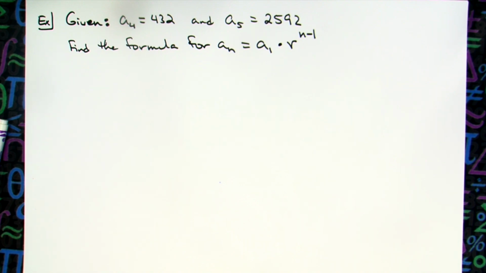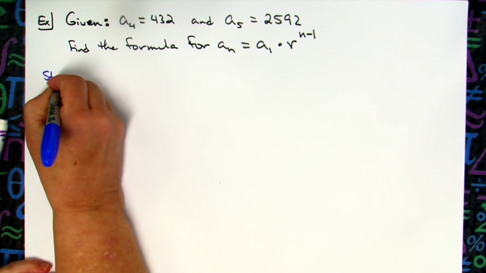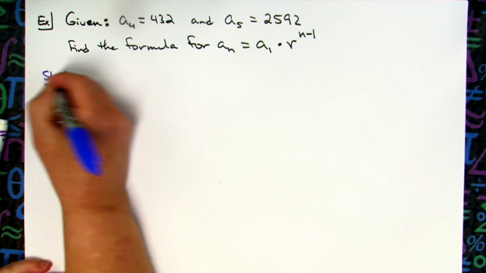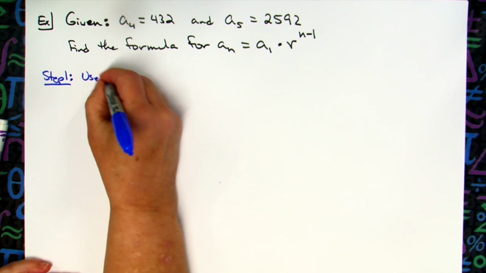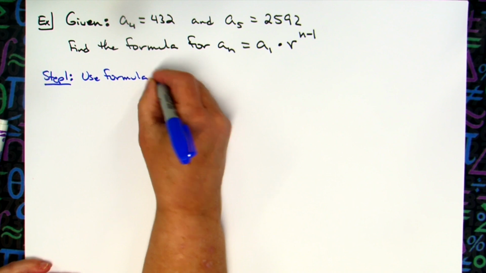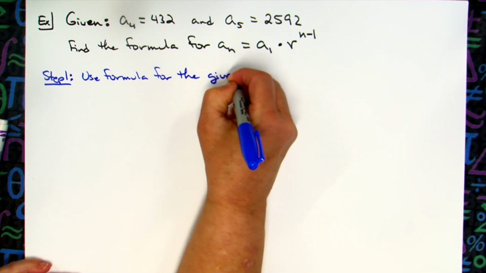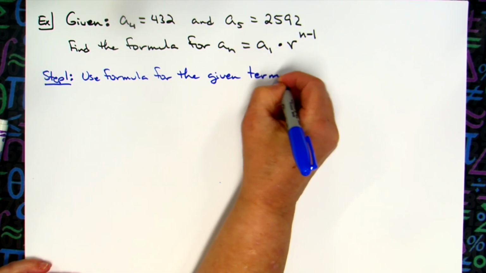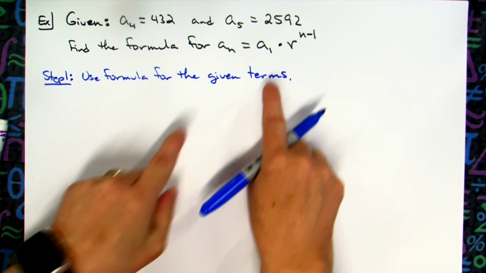All right, so again, we're going to have several different steps. This is going to have 5 steps, so I may not be able to get them all on the same piece of paper. All right, so step 1. We're going to use the formula for the given terms. All right, so I've got a 4th term and I've got a 5th term.